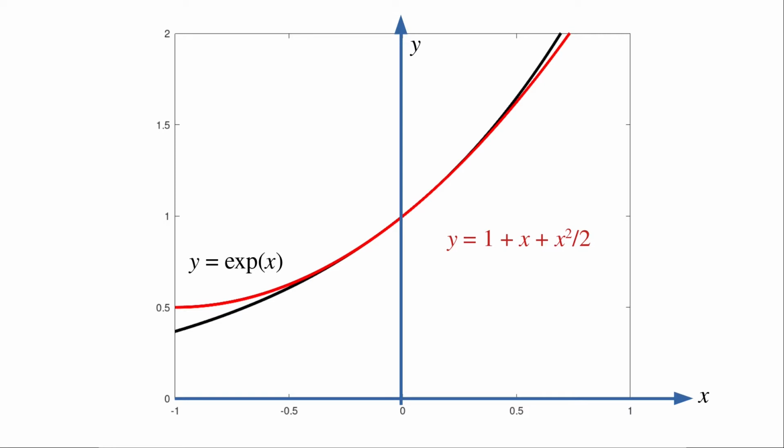But as you start to get around plus or minus a half, you start to see some difference between the Taylor series and the actual function. Adding another term, and you can see that it really fits very nicely now. In fact, this is how we compute e to the x in the computer, with a Taylor series.